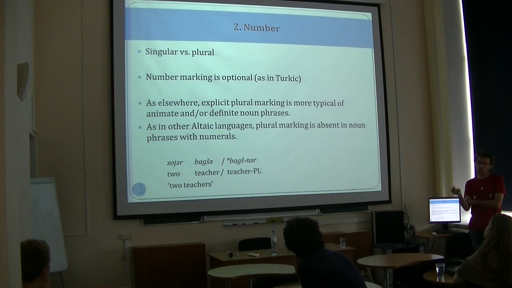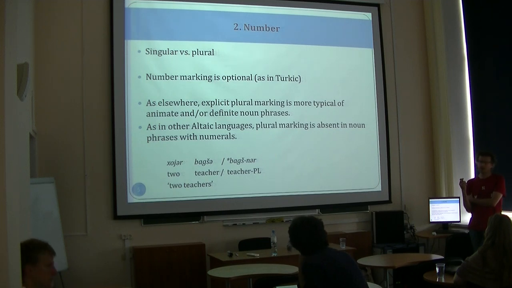Okay, so we'll talk about number a little bit. It's slightly unusual for a European linguist, let's say. It just has an opposition of two categories, singular and plural. Number marking is optional, as in Turkic and Altaic. This is not an unusual feature of Kalmyk, so it's very expected from a typological perspective.